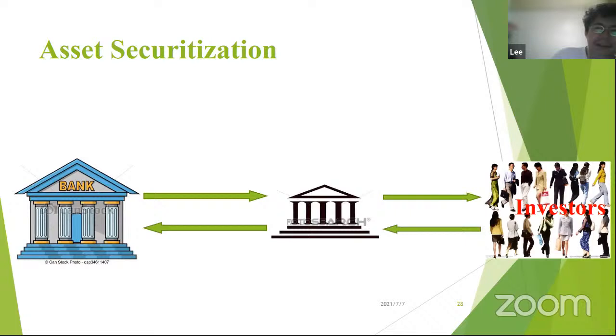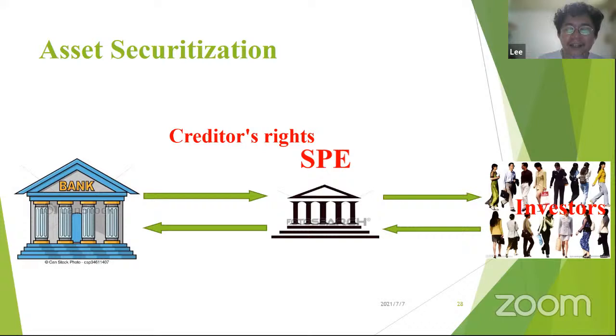someone thinks, maybe I have some way to get the money back in advance. So they set up a special purpose entity. It's just like a paper company. Then the bank transfers all the creditor's rights to the special purpose entity. But because the right belongs to the bank, the special purpose entity cannot get the right for free.